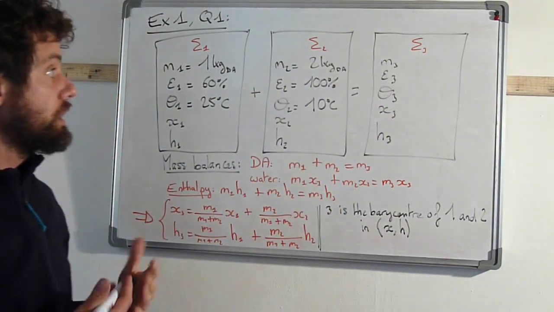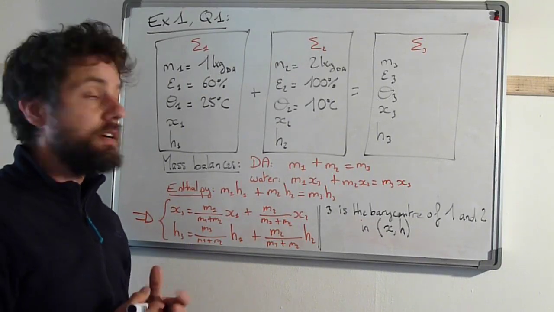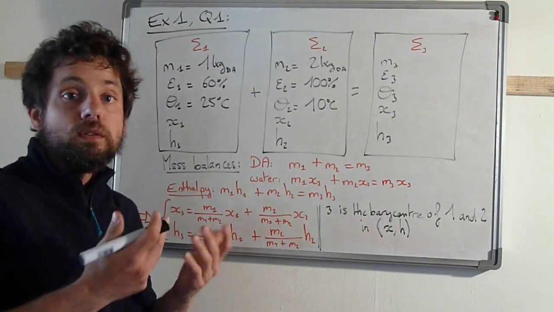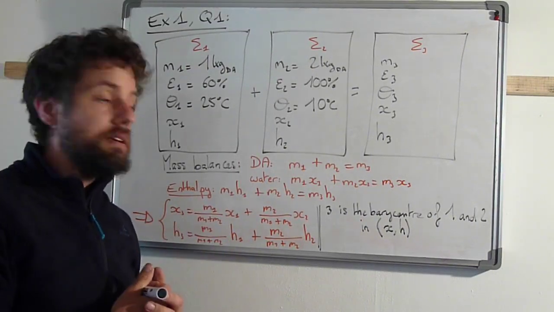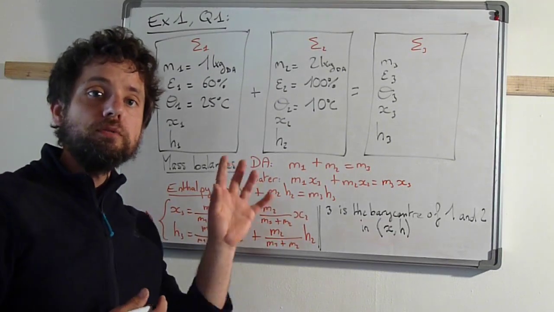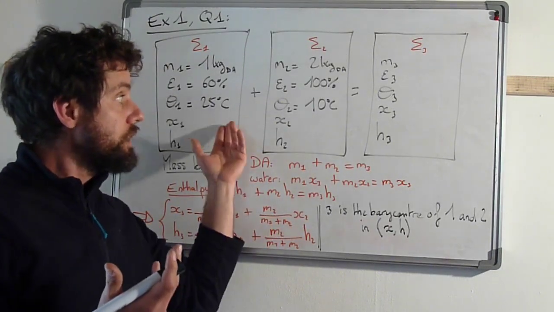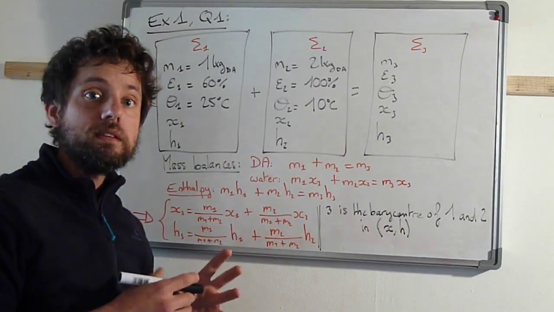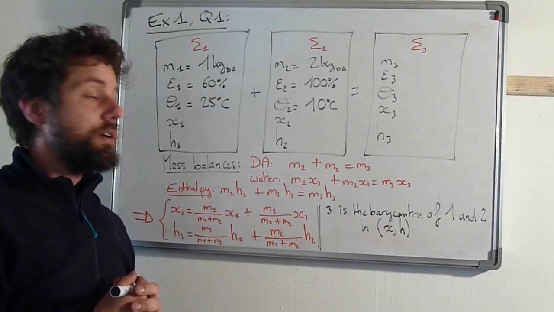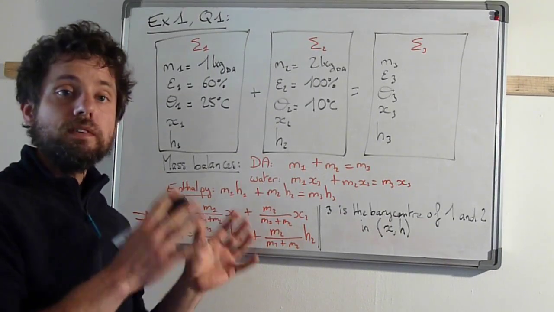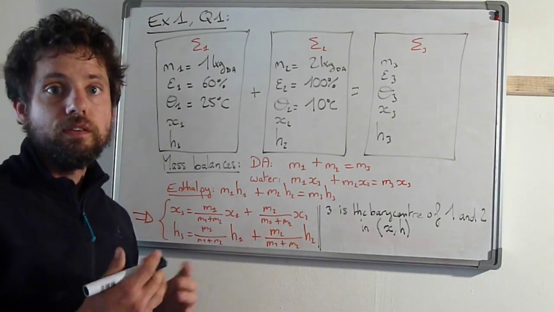Then we do balances. We know that when we do a mixture, this is a closed system, so we need to keep a balance in the mass, and we can do it separately for the mass of water and for the mass of dry air. And also during a mixing process, there's no exchange of energy with the outside, so we know that there will also be conservation of the specific enthalpy. So we can write the balances.